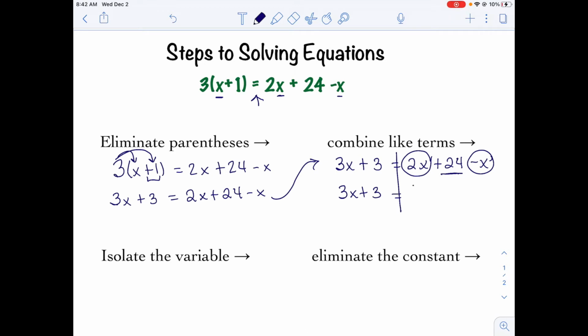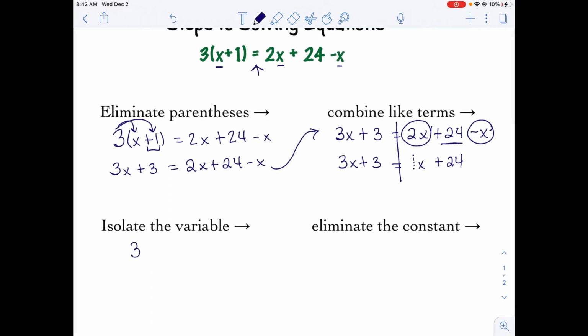Now we can write a 1, putting a little dot, but it's not necessary. We know that if we just have an x staying alone, it just means 1. And then our 24 can't be combined, so it just stays there. So now we've simplified this down to 3x plus 3 equals x plus 24.